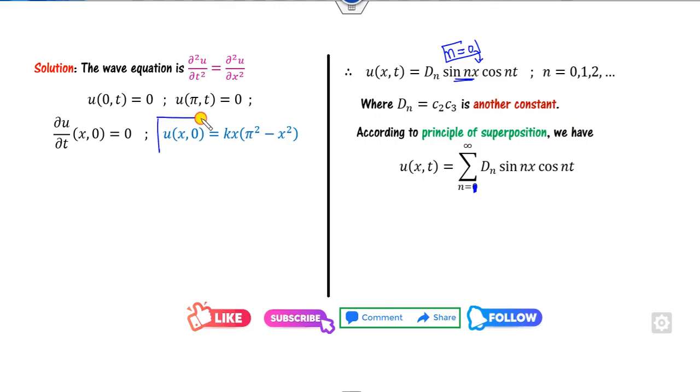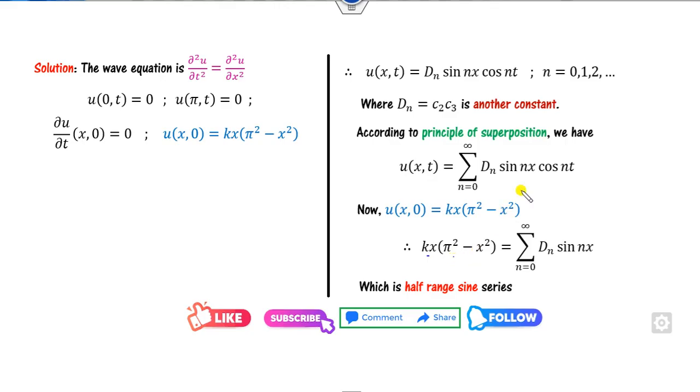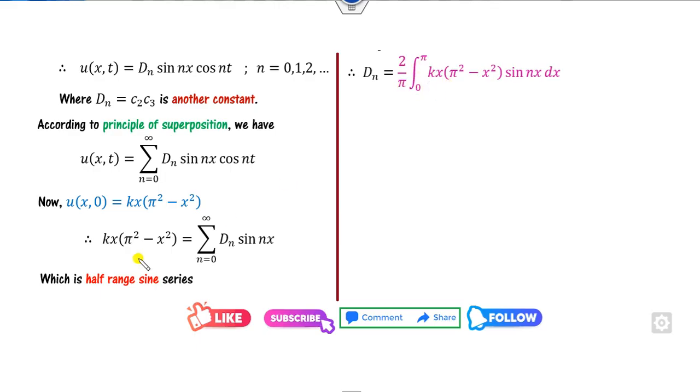Now look at this case, whose right hand side is non-zero. I can substitute t is equal to 0 in this expression. So the left hand side will be kx(π² − x²) and cos 0 will be 1. Again, this is the half range sine series. We can find the value of L, because my limit is 0 to π. So this is my L. So I can say 2 upon L, 0 to π, this is my f(x). k is outside, 2k upon π. x I can multiply them.